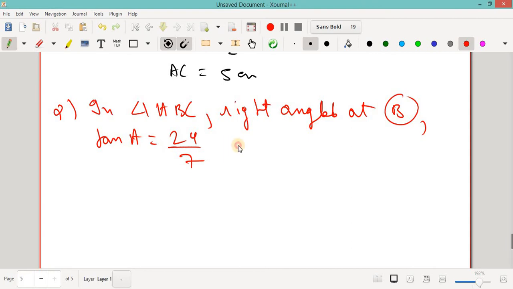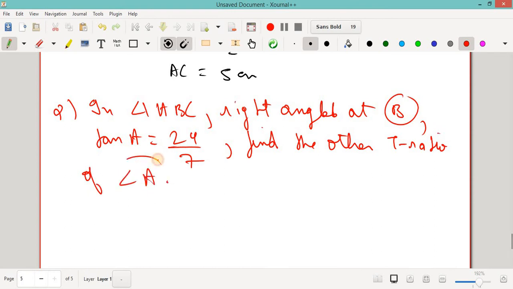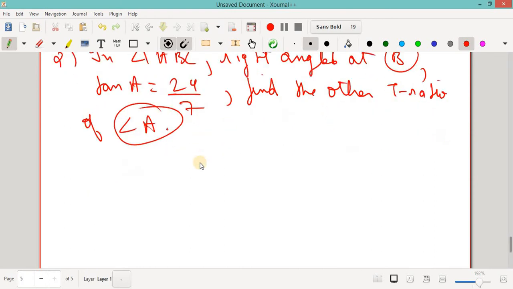It is telling us to find the other T ratios, that is trigonometry ratios, whatever other ratios there are: cos, sin, cot and so on, of angle A. For this we have to make a figure. So let me draw this figure for you.